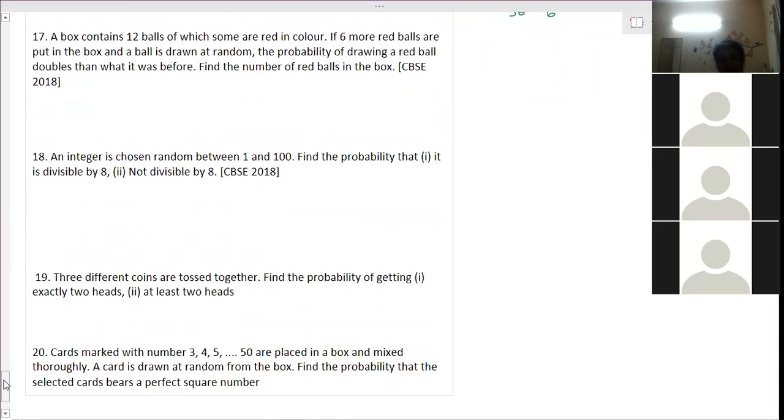Next one, 3 different coins are tossed together. Find the probability of getting exactly 2 heads. So 3 coins. What are the total outcomes? 8 outcomes. How many outcomes have exactly 2 heads? 4 out of 8. That is 1 by 2.